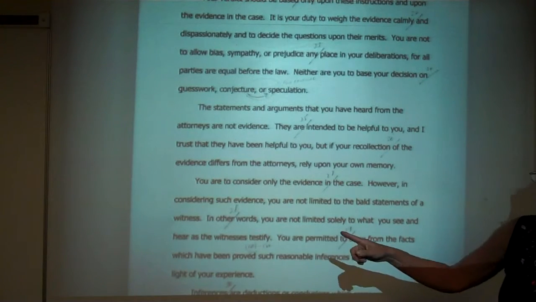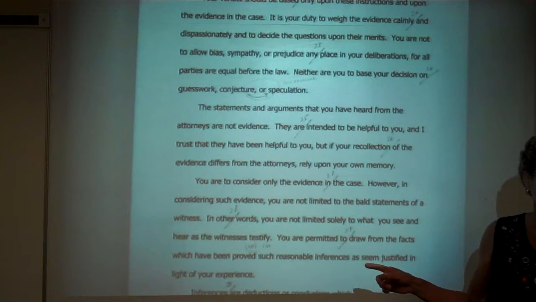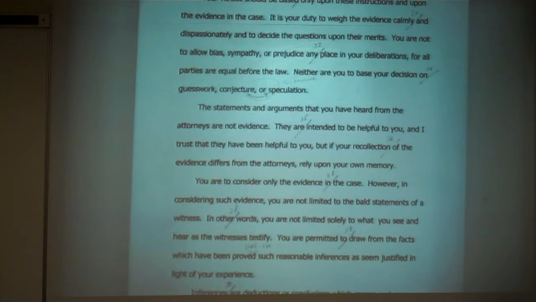And then, of course, in other words, comma, because those are all these little introductory clauses. Would it have been wrong to put a semicolon after case there? You are to consider only the evidence in this case, semicolon, however, comma. Yeah, I know what you mean. I don't think that would be incorrect.